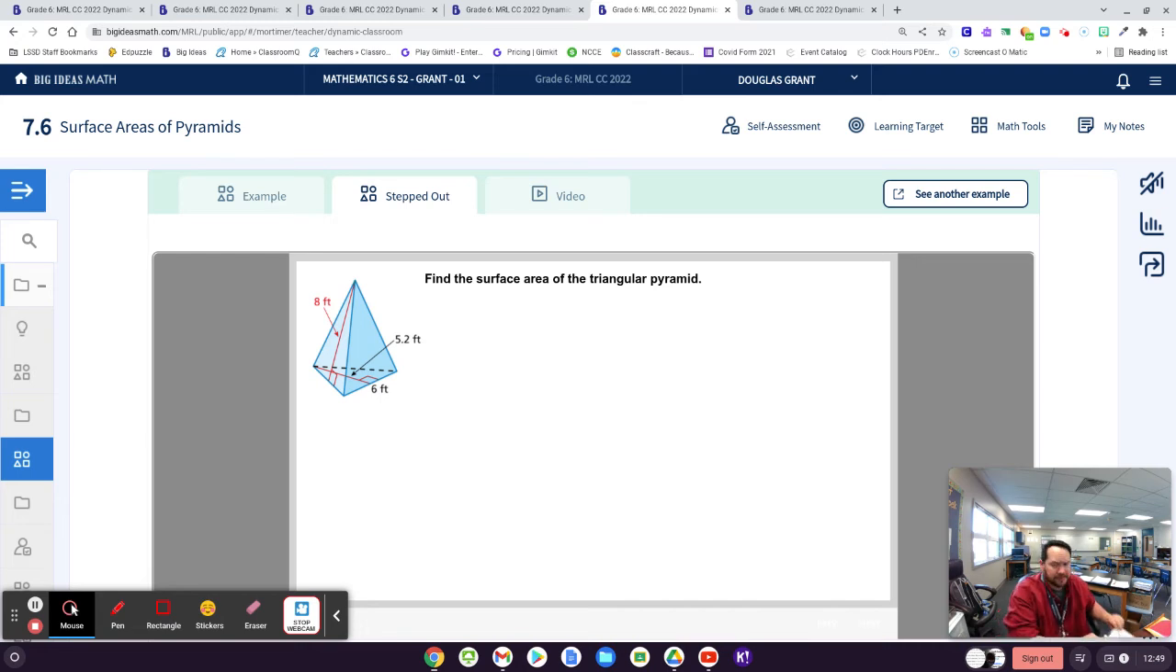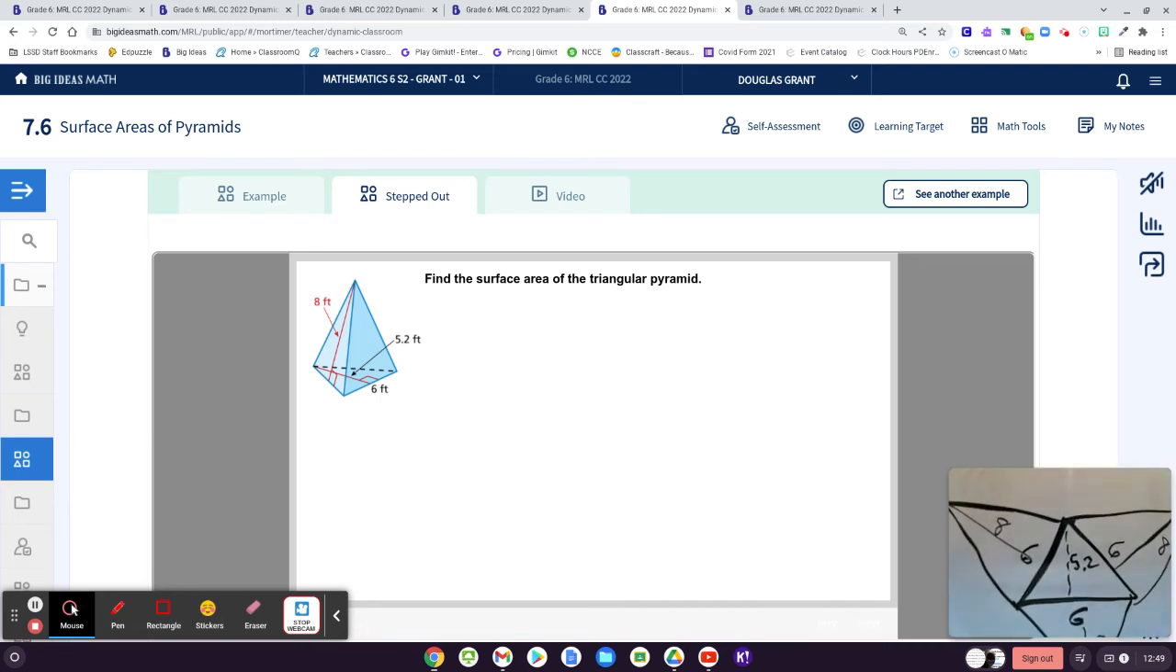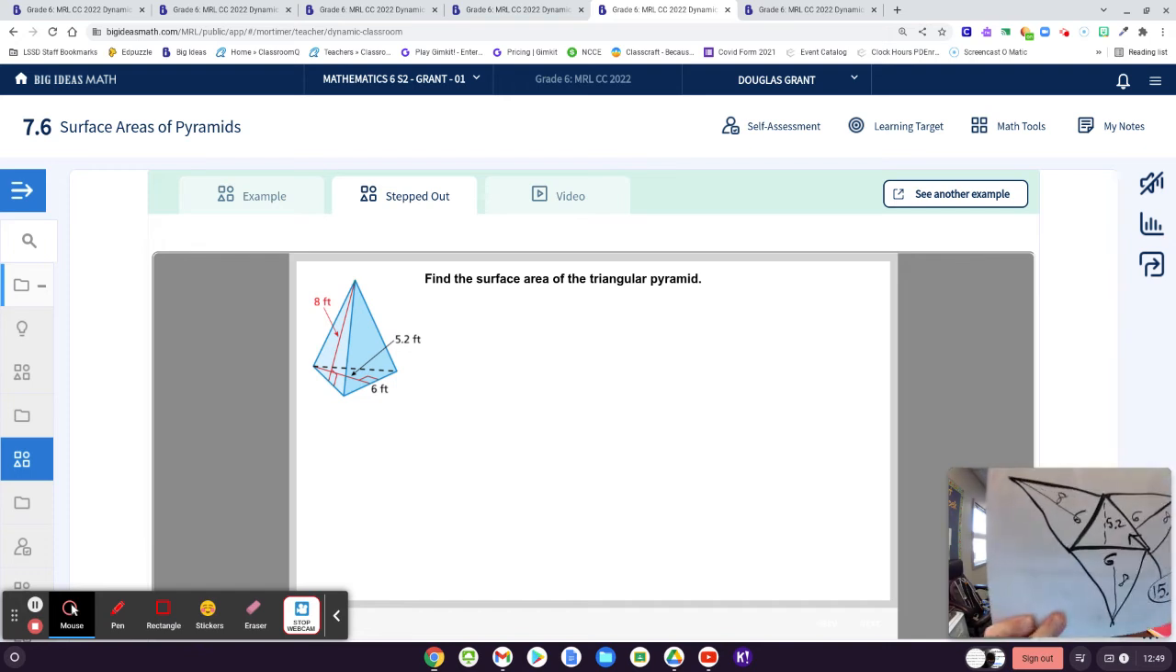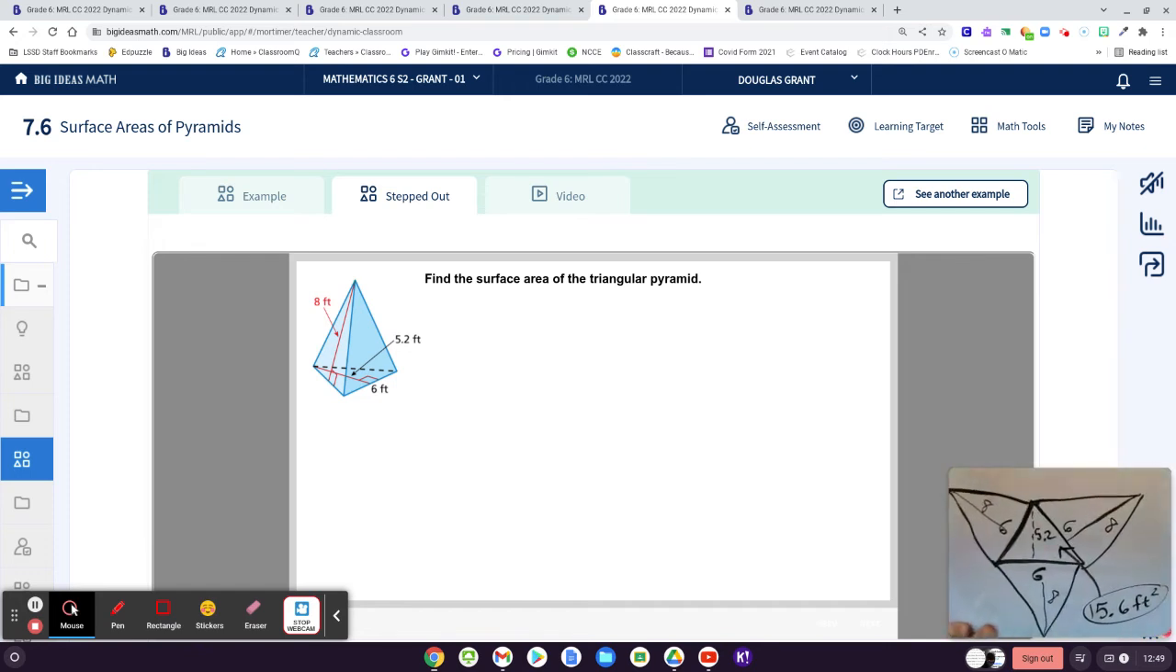Okay, so that one has a base of 6 and a height of 5.2. So you do 1/2 times 6 times 5.2, and you get 15.6. So that bottom one is 15.6. Hopefully that's what you got. And that's in square feet. Okay, so that's just the bottom. There we go, just the bottom one.